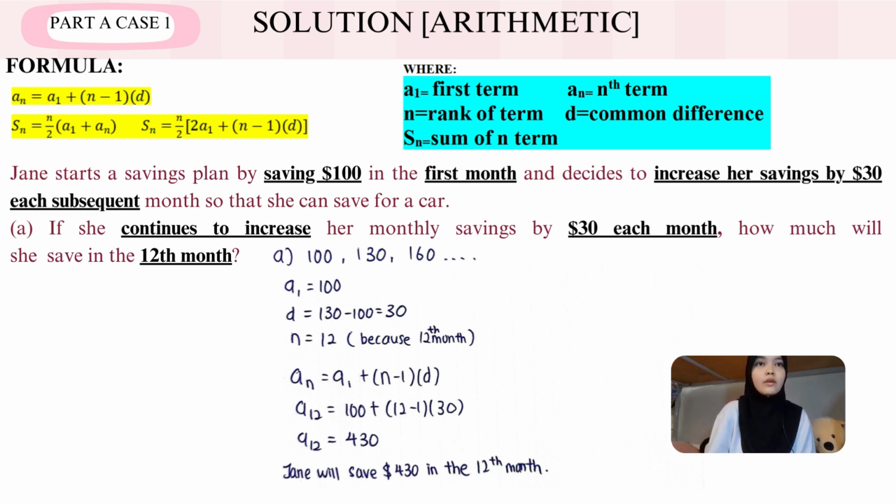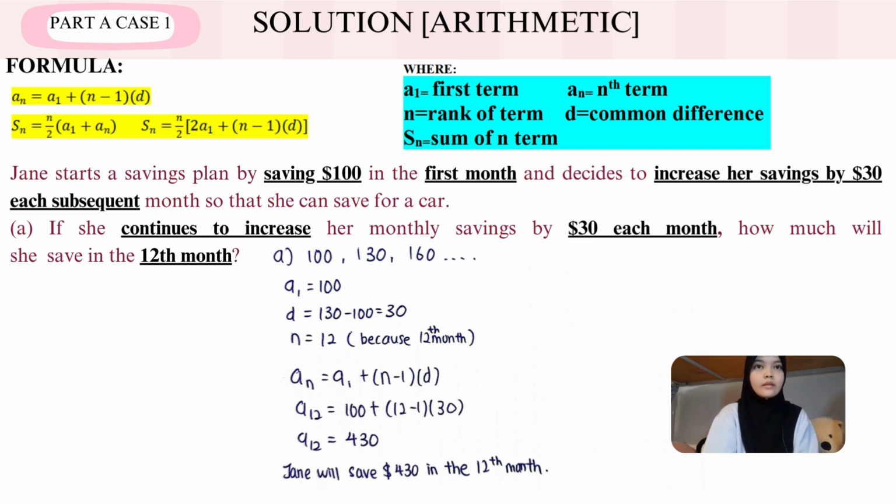So this pattern will be continued until the 12th month. Question A. If she continued to increase her monthly savings by $30 each month, how much will she save in the 12th month? So the question asks how much for the amount of the 12th month. So we are going to use this formula, which is An equals A1 plus (n minus 1) times d.